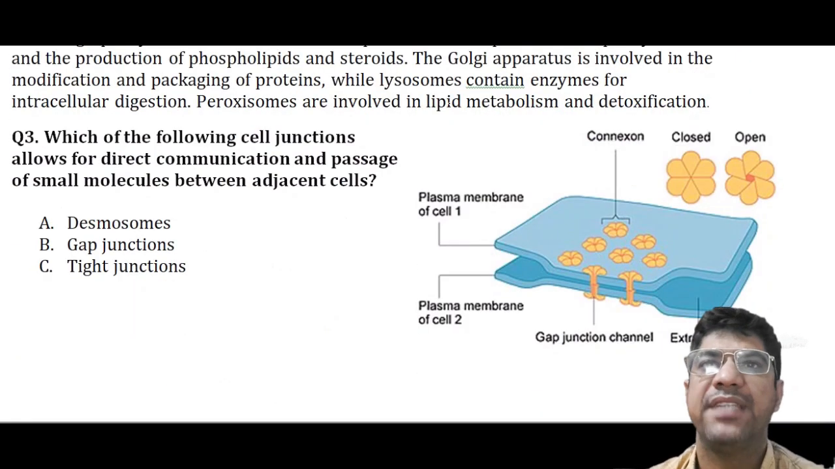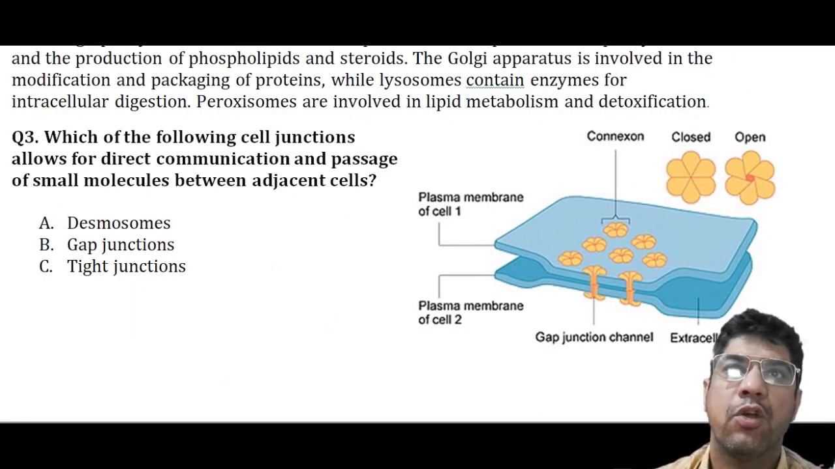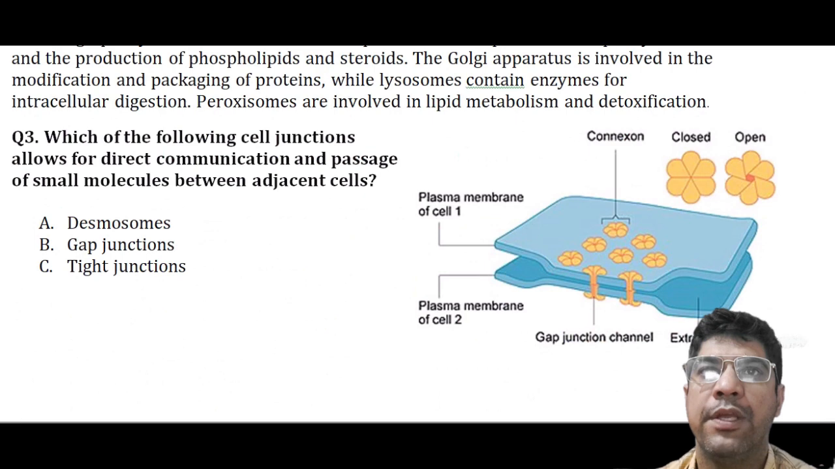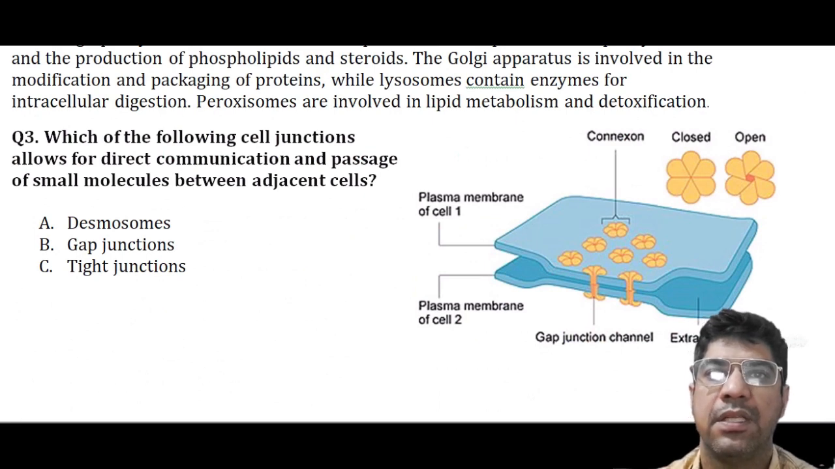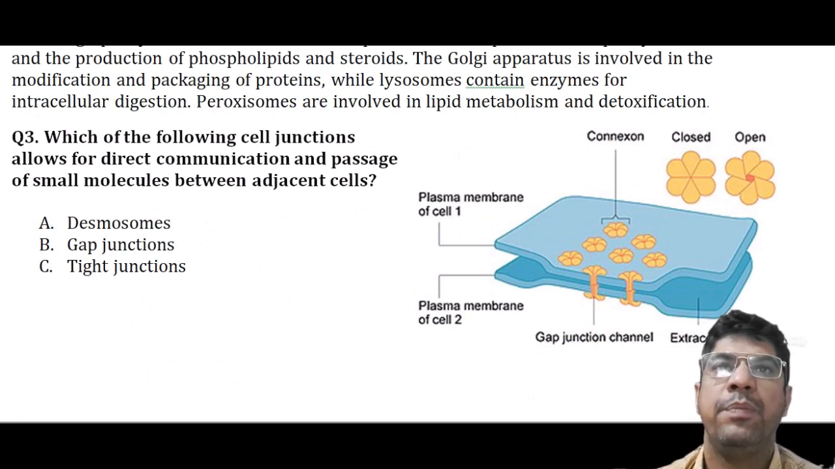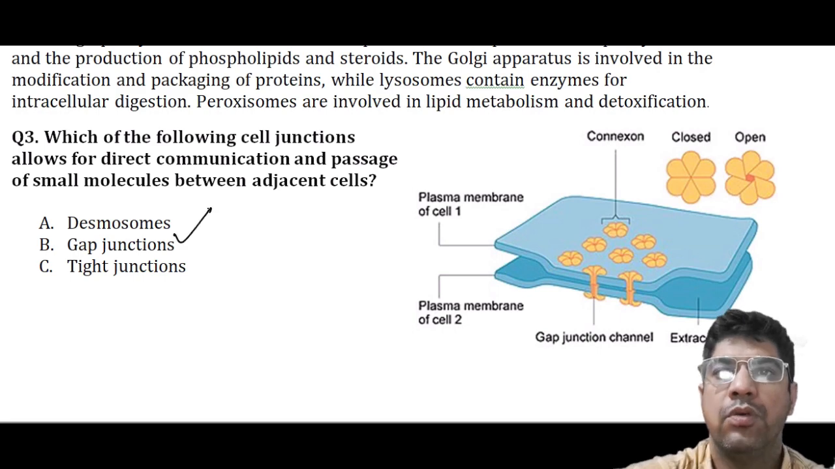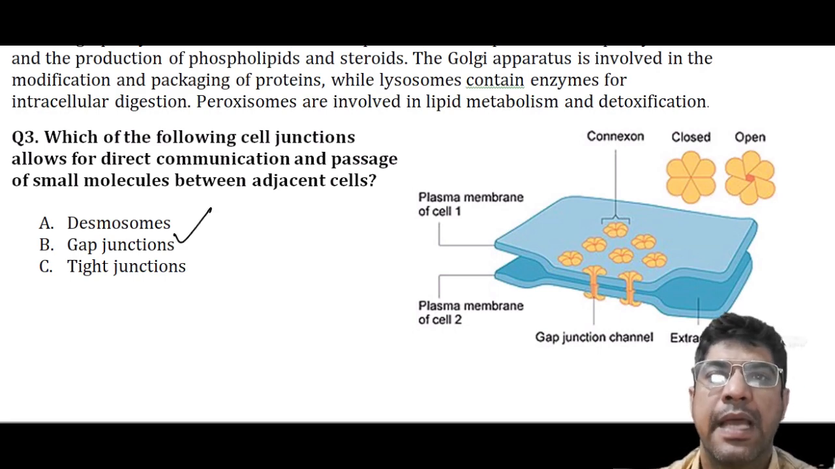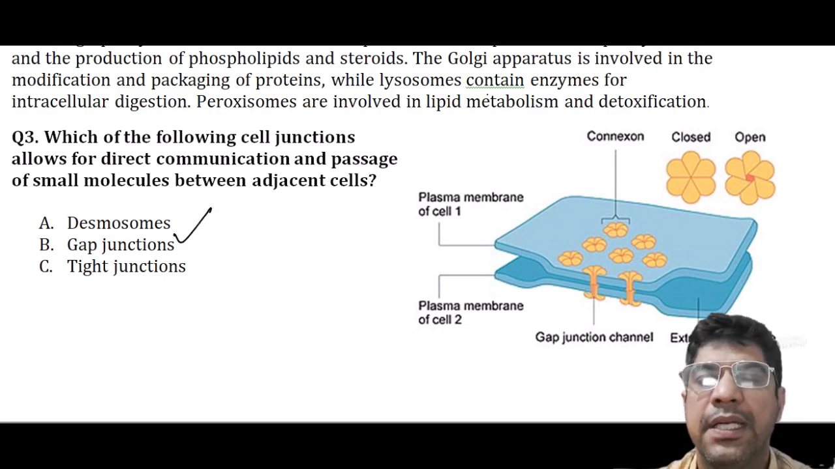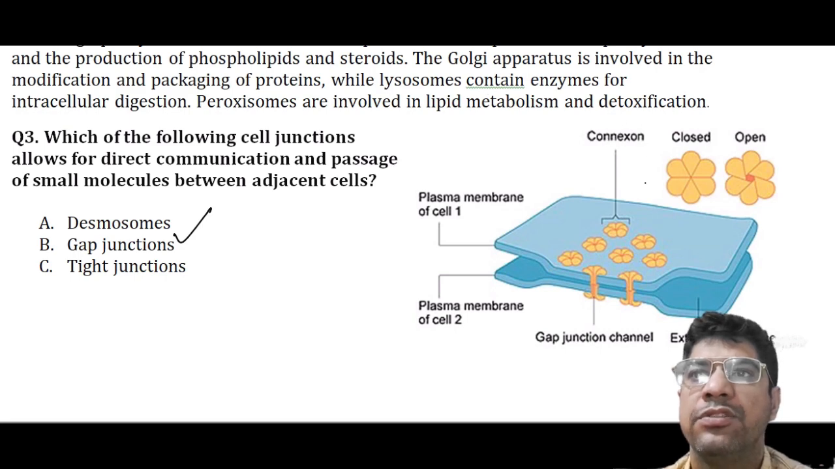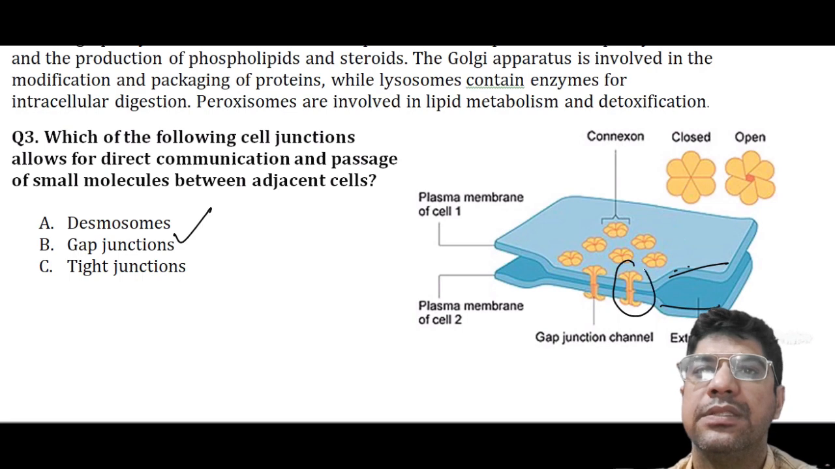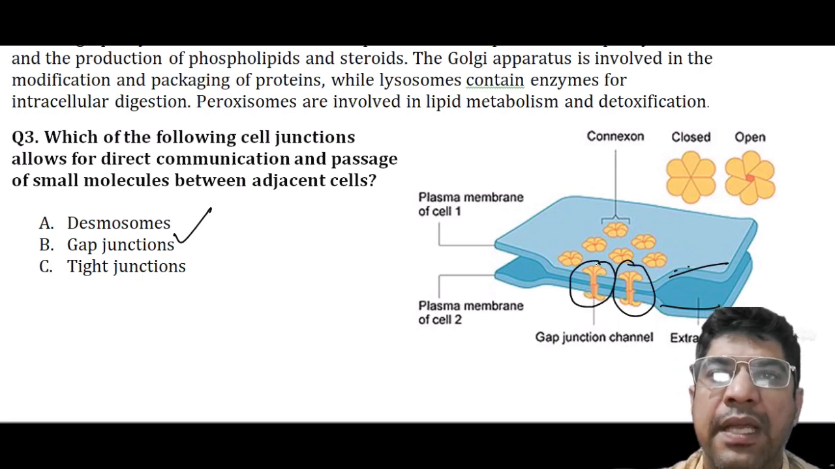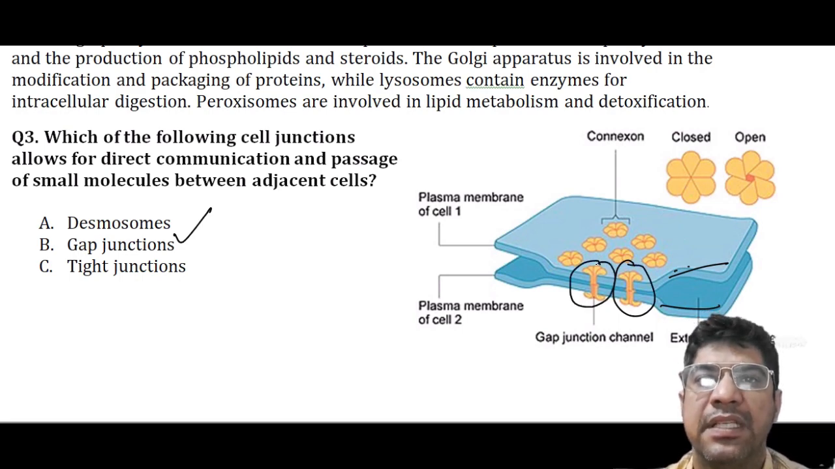So which of the following cell junctions allows for direct communication and passage of small molecules between the adjacent cells? The answer would be gap junction. So what are gap junctions? Gap junctions are the communication tunnels between the cells. So these are the gap junctions. They are just like the communication tunnels between the cells.